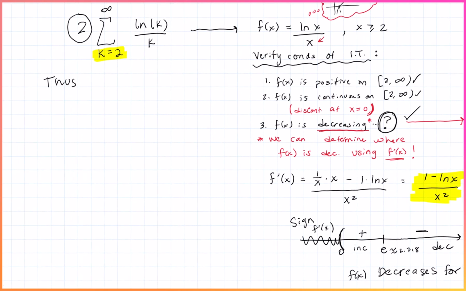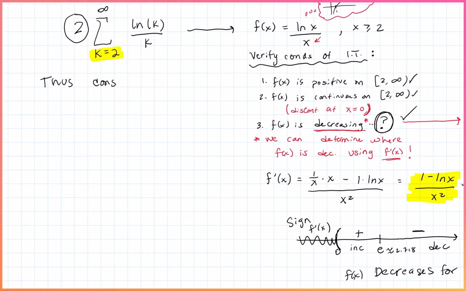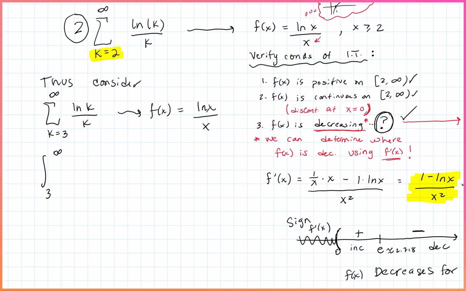that considered, what we're going to do is say, thus, let's just consider the series. Let's take out that first term and let's consider the series from 3 to infinity of the natural log of k over k, and then f of x equals the natural log of x over x, and the integral from 3 to infinity of the natural log of x over x dx. And this goes back to that piece that we were talking about in some notes, that a finite number of terms in the series doesn't change the convergence or divergence.